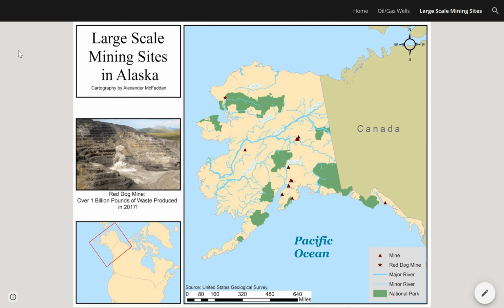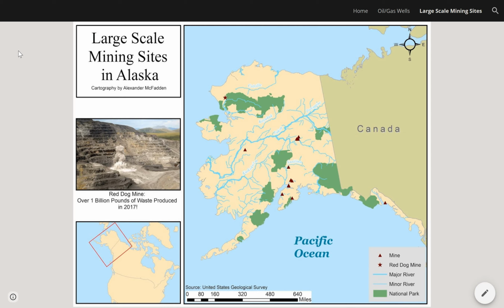For the left portion, for the title, I made sure to use a serif font. I also added myself so people knew who did the cartography. I then had a gap between the title and the inset map, so I decided to add a photo of Red Dog Mine to provide context of my case study, and I provided a fact about how much waste it produces each year, or in 2017, which is indicative of how much it produces each year.